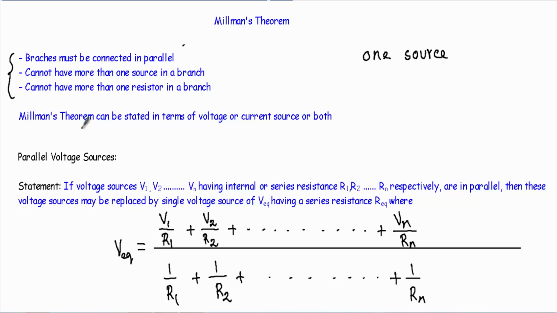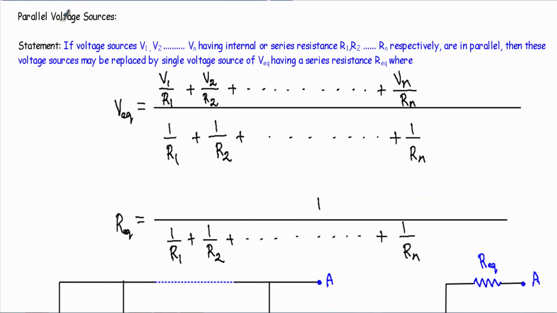We can state Millman's theorem in terms of voltage or current source or both. That means the circuit will contain both voltage source and current source. We can state Millman's theorem for three conditions: parallel voltage sources, parallel current sources, or parallel voltage and current sources. So at first I will talk about parallel voltage sources.